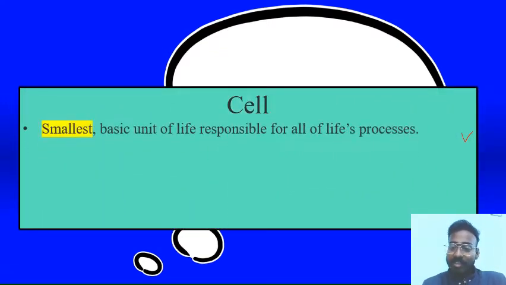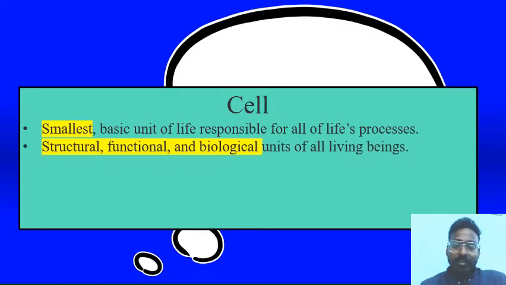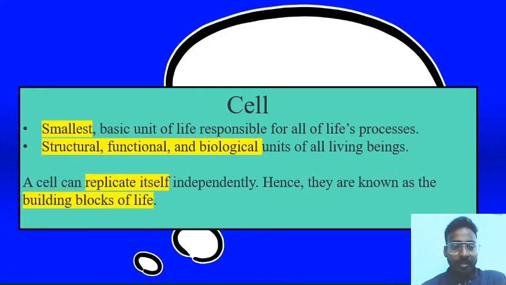Now these formal definitions are there, like the cell is the smallest and basic unit of life, responsible for all the life processes. Thereafter you can say that it is a structural and functional unit of life and the biological unit of all living beings. Similarly, a cell can replicate itself independently. Hence, they are known as the building blocks of life.